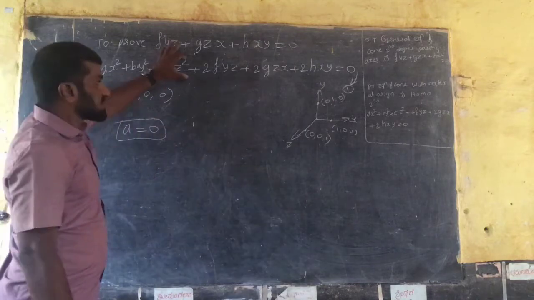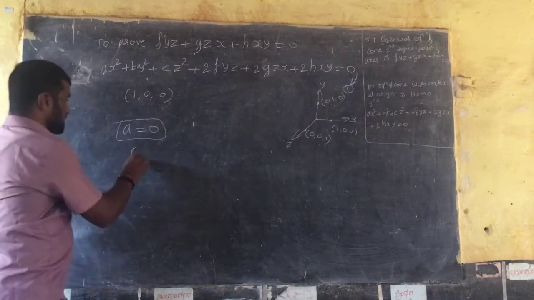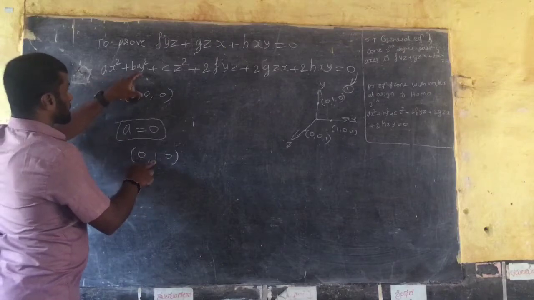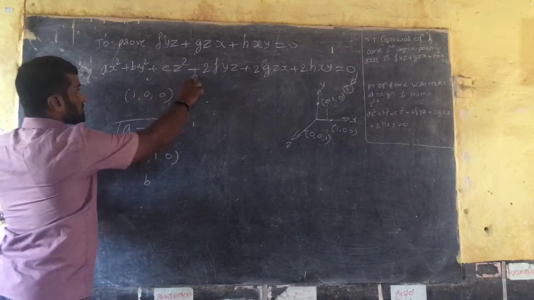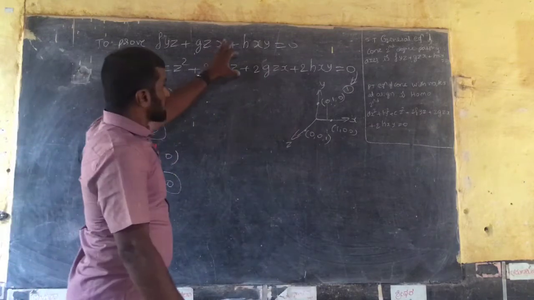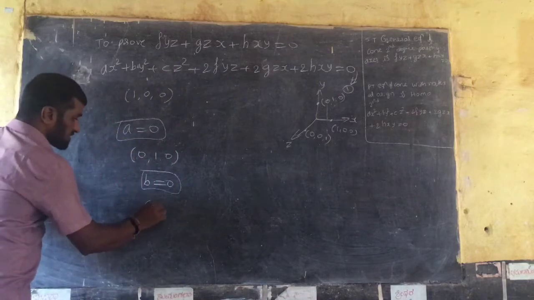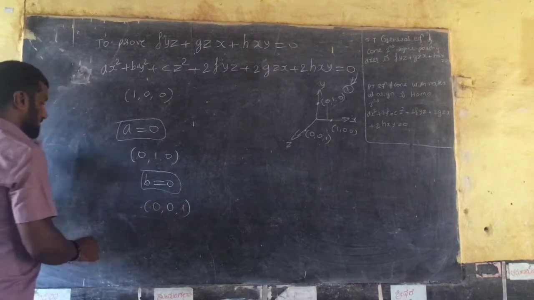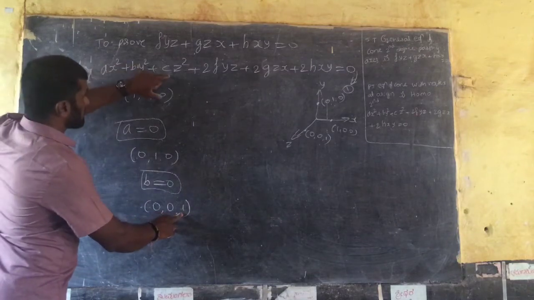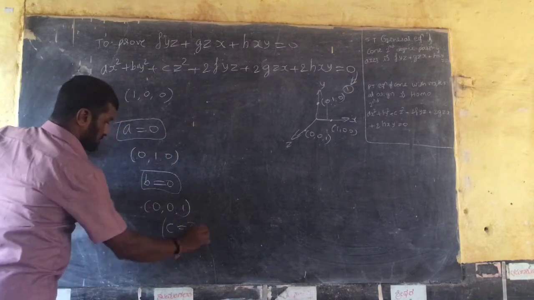Then similarly, the second degree equation of the cone passing through the y axis, the coordinate point is 0, 1, 0, so x is equal to 0, y is equal to 1, z is equal to 0, and b is equal to 0. Similarly, passing through the z axis, the coordinate point is 0, 0, 1, so x equal to 0, y equal to 0, z equal to 1, which gives c equal to 0.